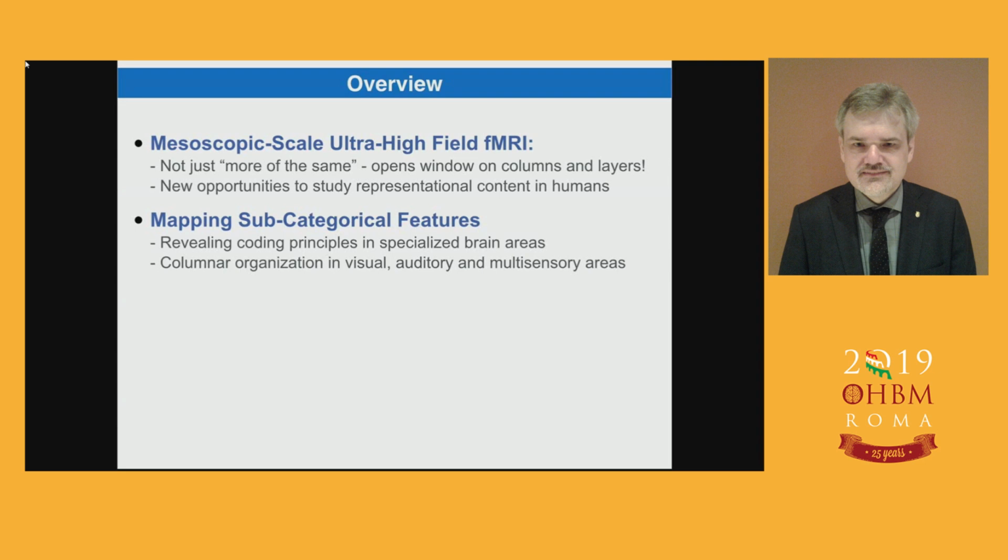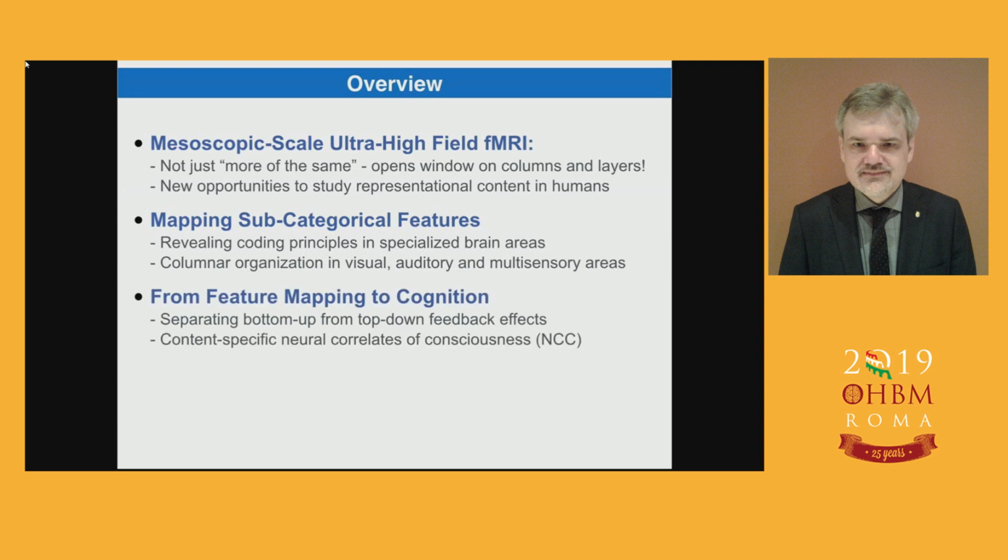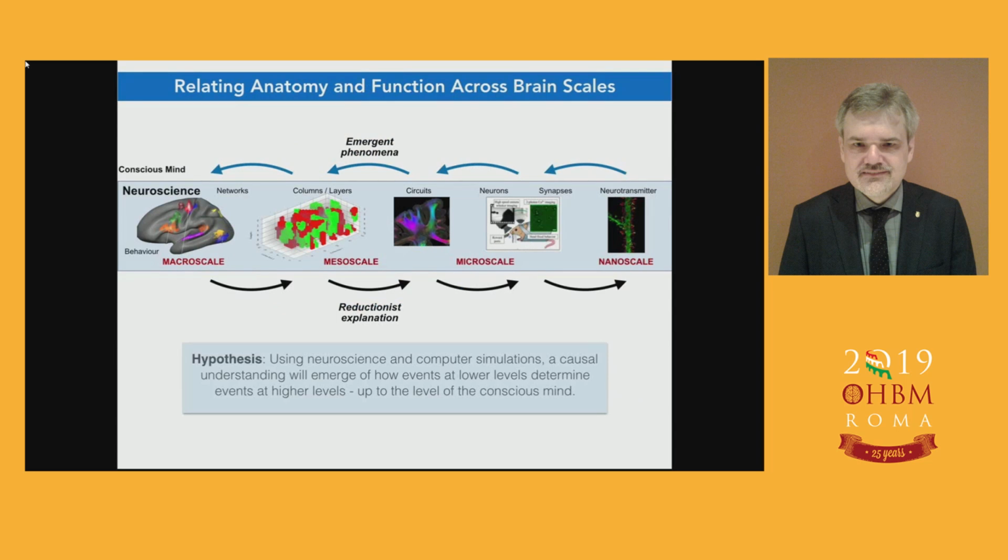What has been shown already with mesoscopic fMRI, that means columnar and laminar fMRI. And then I will go a bit further and show you some very recent studies, which point in the direction that we can even investigate conscious experiences in a new way using these kinds of ultra-high field MRI studies. And throughout my talk, I will point to some implications of this new field for cognitive and computational neuroscience.